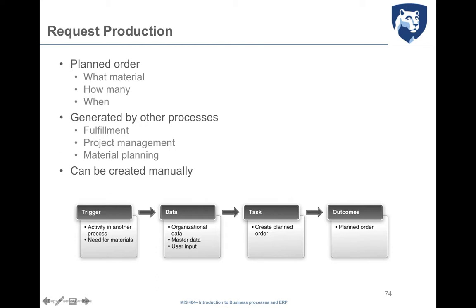So the plan order is the main document, is the main outcome of these phases, and it is a formal request for production that indicates what materials are needed, how many units are needed, and when they should be delivered. It is something similar to the purchase requisition that we saw in the procurement model.